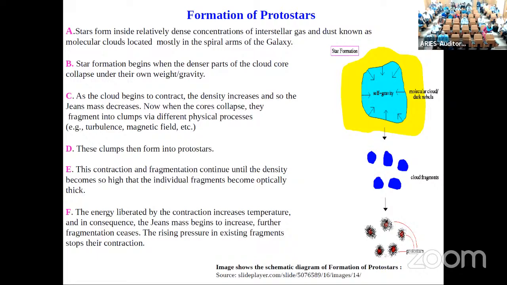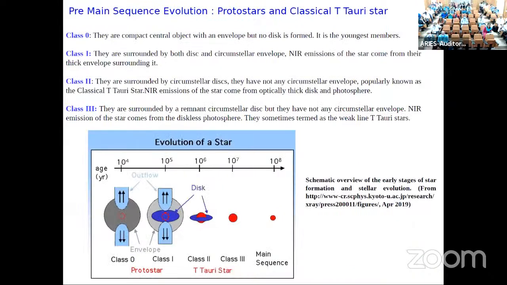This contraction and fragmentation will continue until the density of these fragments becomes optically thick. Due to the energy liberation, the temperature will increase, and as a result, the Jeans mass will increase and further fragmentation will cease. So this is the brief about the pre-main sequence evolution of the protostars.